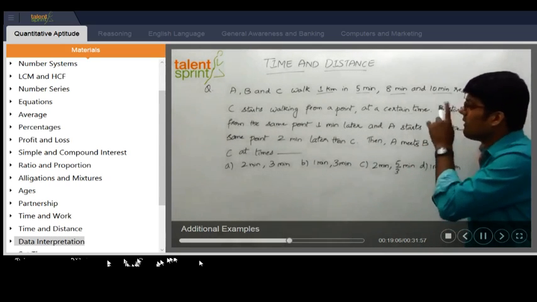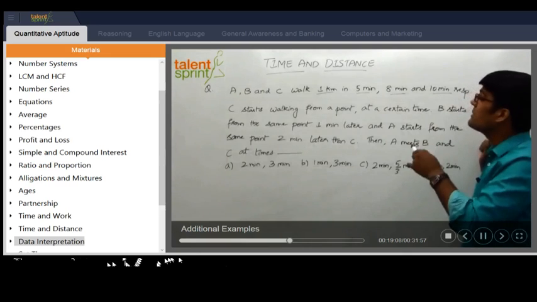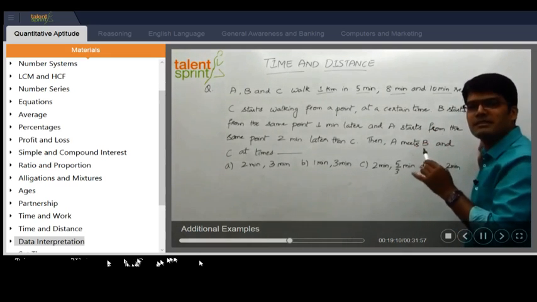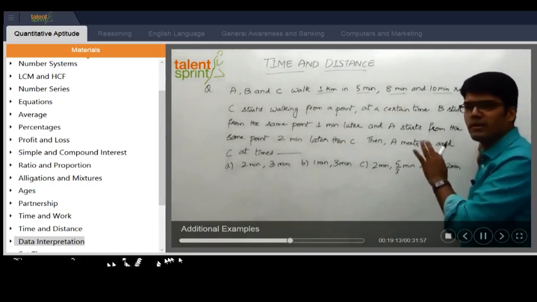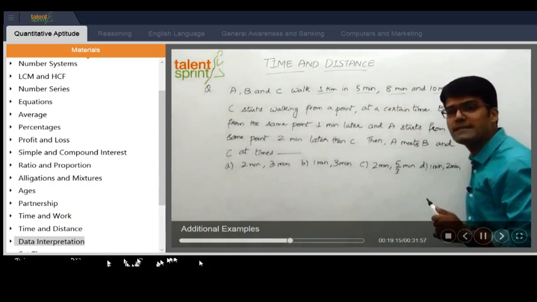What is the speed of B? 1 by 8 kilometers per minute. What is the speed of C? 1 by 10 kilometers per minute. It's not in kilometers per hour, but let's not worry about it, right? So basically the speeds are given of A, B and C.